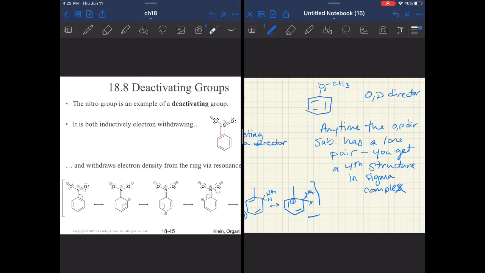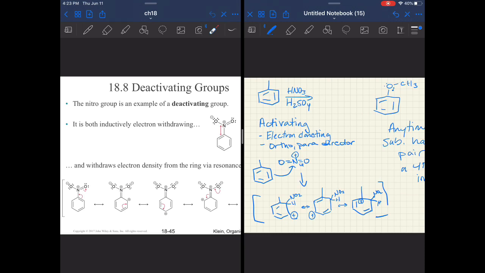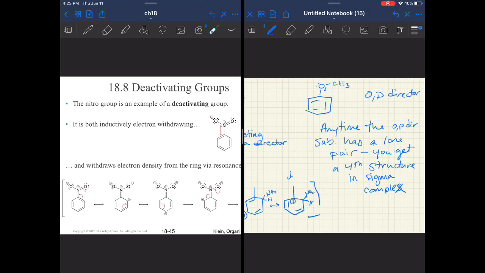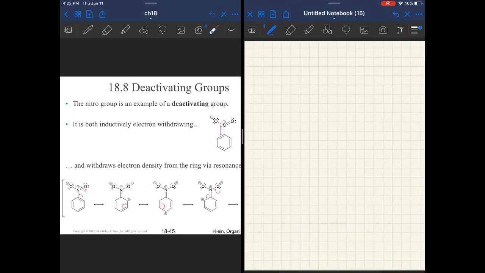Now, you have some information about activating groups, electron donating, and their OP directors. They're OP directors because of the sigma complex. Either you wind up with a more substituted sigma structure, or you wind up with something like anisole, where you wind up with a fourth resonance structure. So let's take a break from that for a moment, and let's focus on deactivating groups.